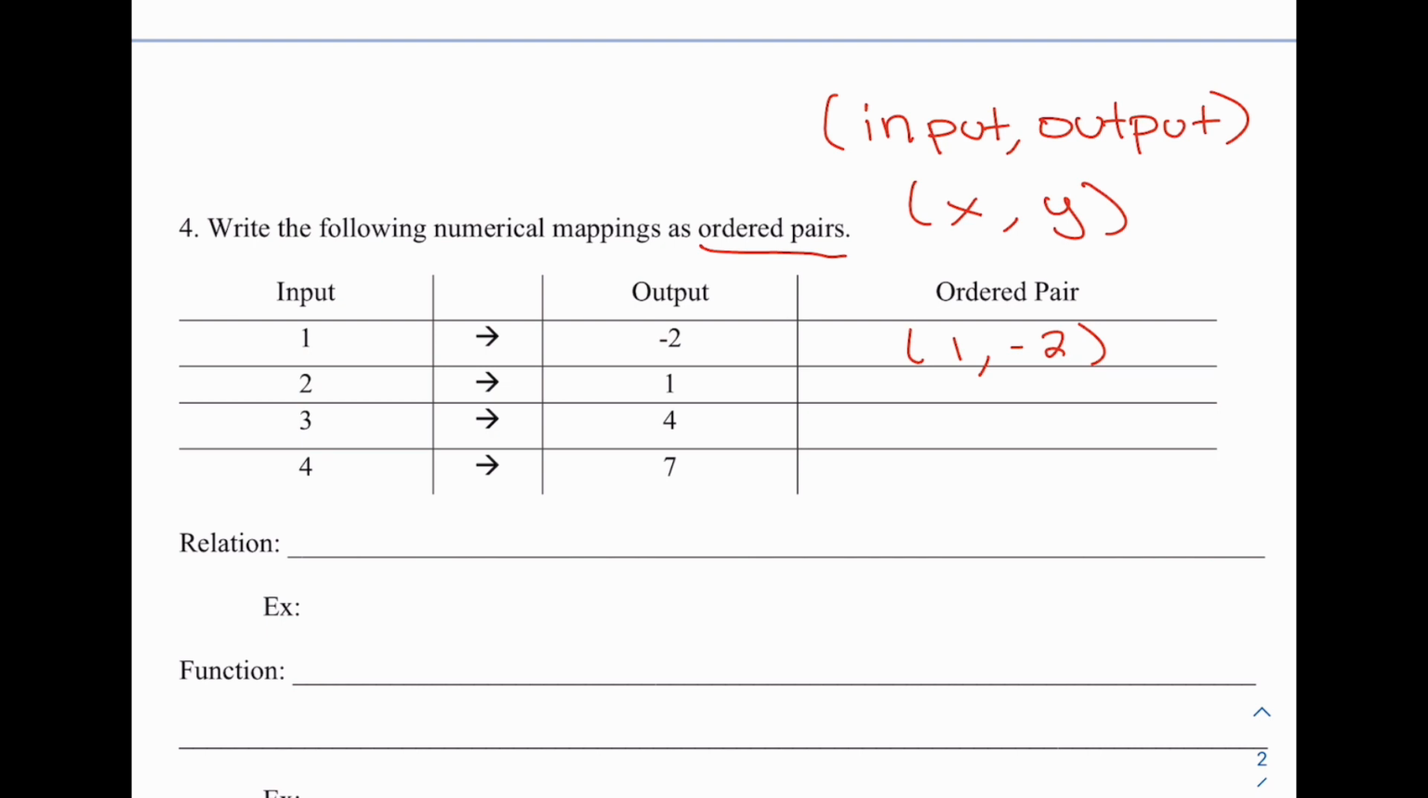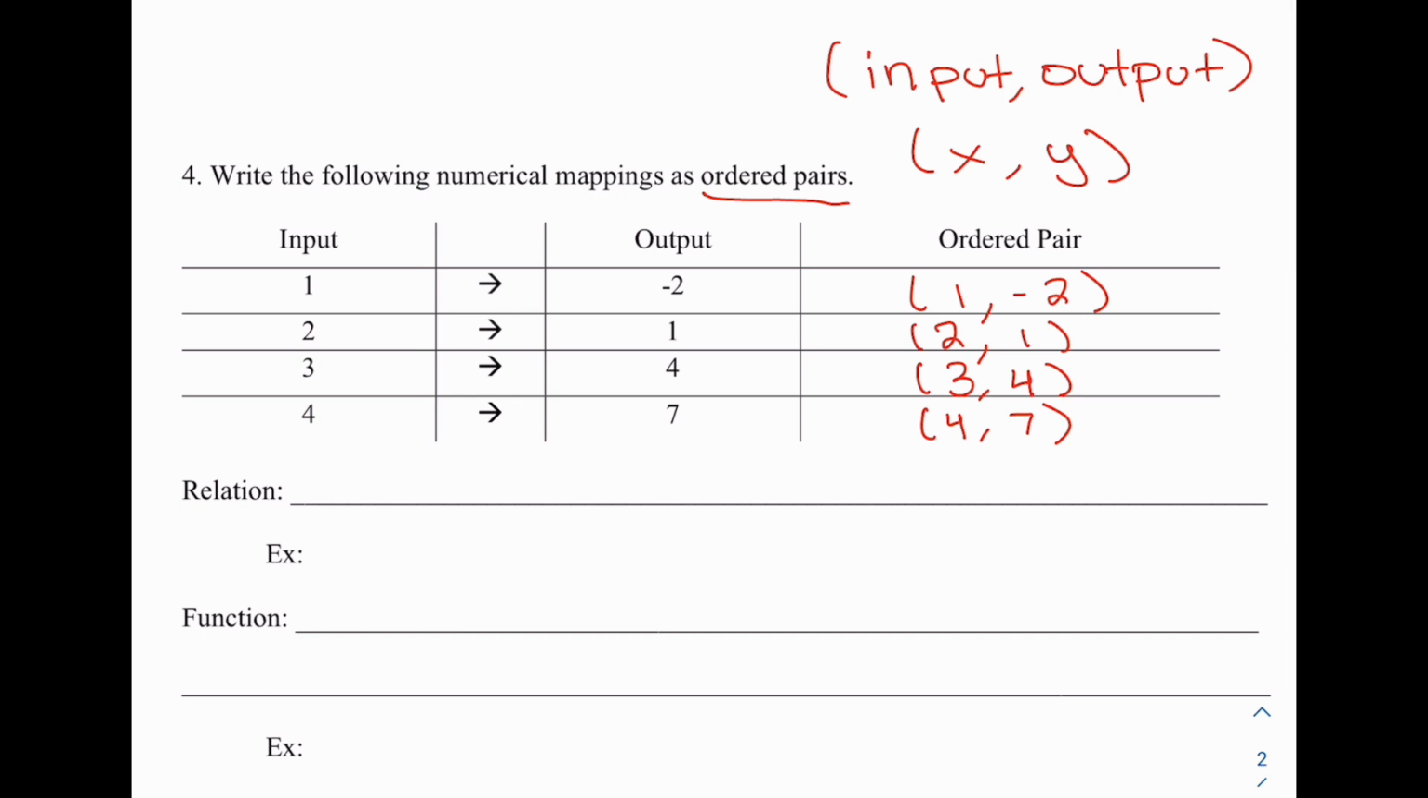The next ordered pair would be (2, 1). Then we would have (3, 4), and (4, 7). Now that we've seen different ways a relation can be represented, I want to now talk about the difference between a relation and a function.